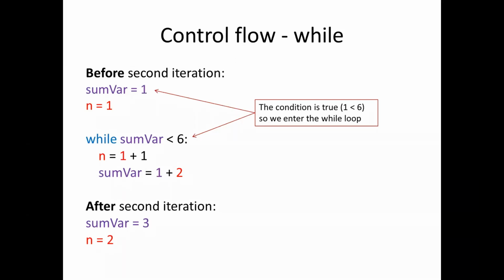Then in the second iteration, we go back to the condition again. SumVar now has the value 1, which is less than 6, which means the condition is true, and we enter the loop once again. N is incremented with 1 and gets the value 2, and 2 is added to SumVar, which gets the new value 3. So after the second iteration, SumVar has the value 3, and N has the value 2.